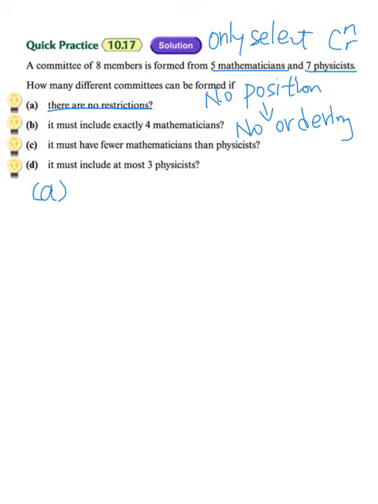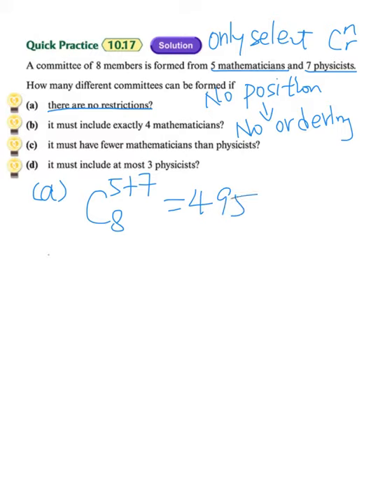You can see that totally there are 7 plus 5 scientists right here, and you choose 8 out of them. So that will be equal to 495.